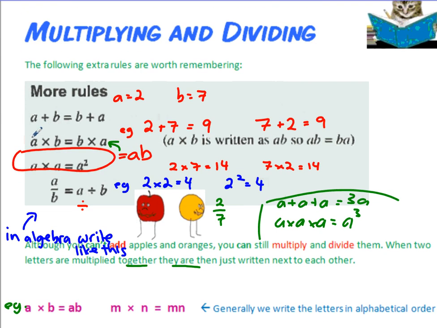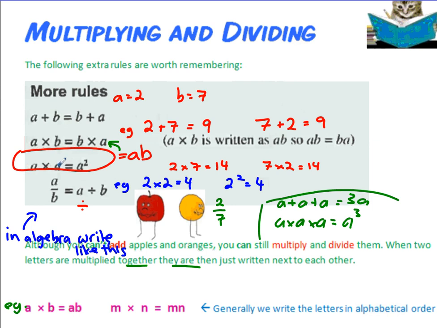Similarly, a times b equals b times a. a times b we'd call ab, b times a we'd call ba. For example, if a is 2 and b is 7, 2 times 7 is 14. Similarly, if you reverse it, b times a, 7 times 2 is also 14. So that's a little proof that a times b is b times a.